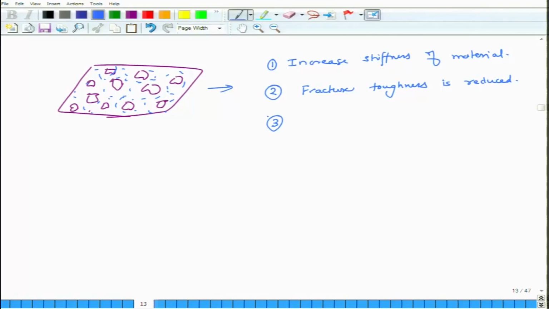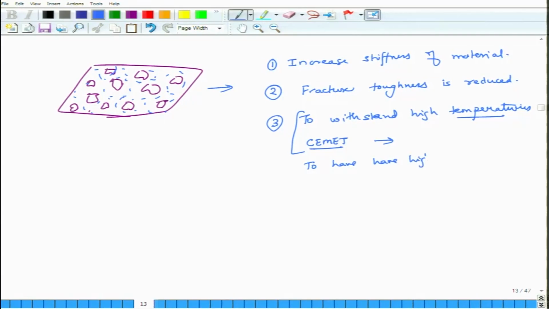There are several applications where they are also used to withstand high temperatures. And one example of that, we have already discussed this earlier, is called cermet. Here you have particles of ceramics embedded in a matrix of metal, and these things have very high wear resistance and temperature resistance. Okay. So, they are used to withstand high temperatures and to have high wear resistance.